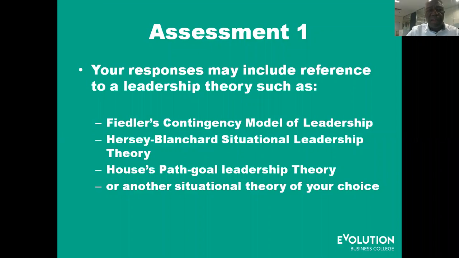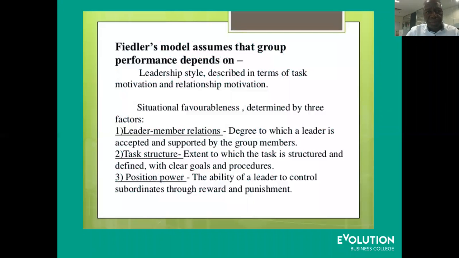So look up these, find out the difference between Fiedler's and Hersey's, find out the difference also with House's path-goal theory, what really makes them unique, how they differ from each other, what's the differentiation. For instance, Fiedler's model assumes that group performance depends on leadership style. So what is this saying? It says for any group of people, for any team to develop or to perform, it depends on the leadership style that is put upon them. And it depends on the situation as well.